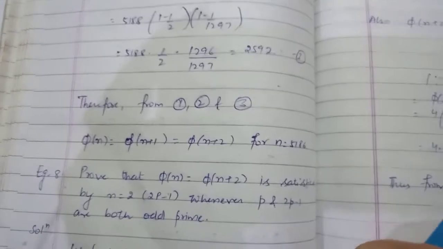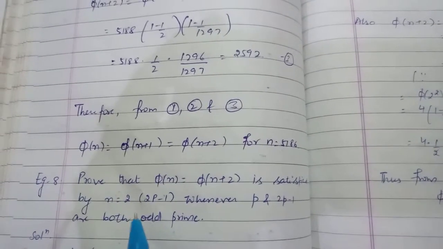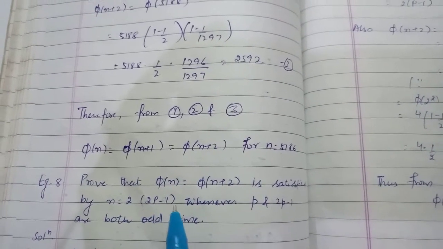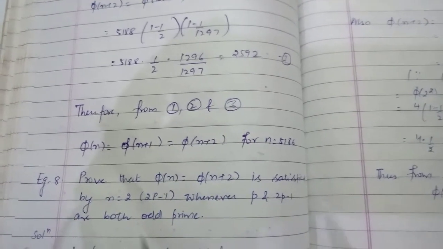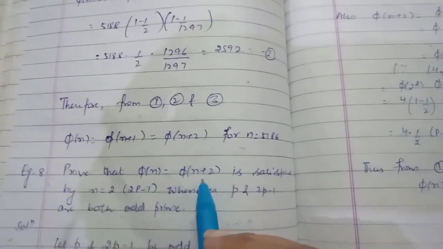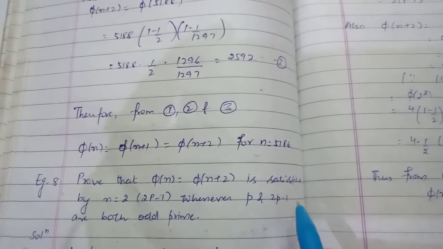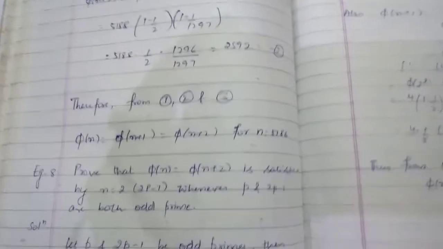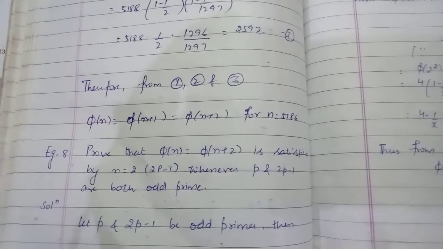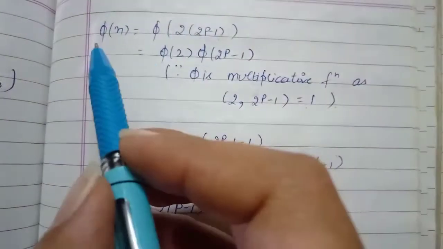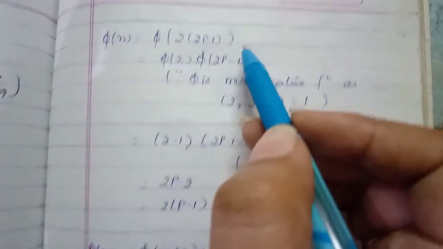Next question, prove that phi(n) equals phi(n+2) is satisfied by n equals 2 into (2p minus 1) whenever p and 2p minus 1 are both odd primes. We have to show that phi(n) equals phi(n+2), where n is 2 into (2p minus 1). Also it is given that p and 2p minus 1 are odd primes. Now phi(n) equals phi(2 into (2p minus 1)), as n equals 2 into (2p minus 1).